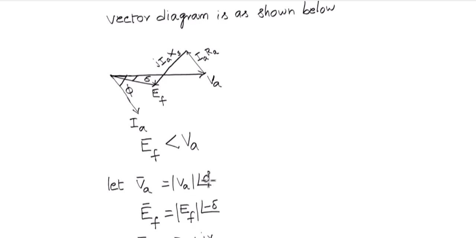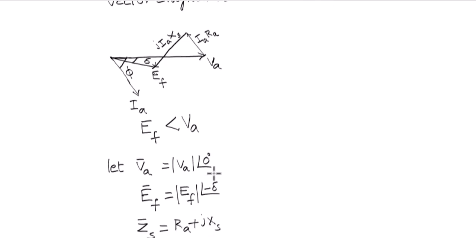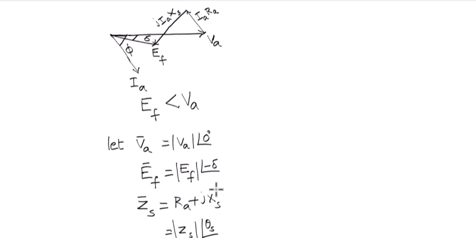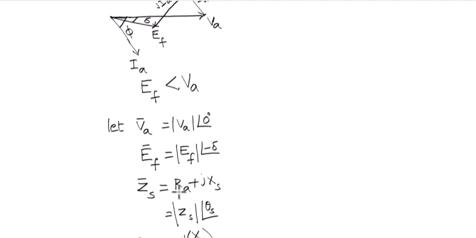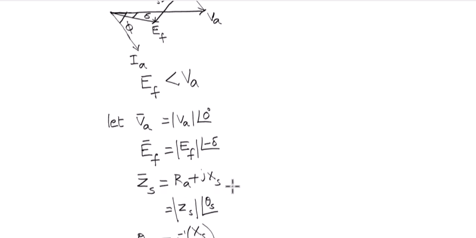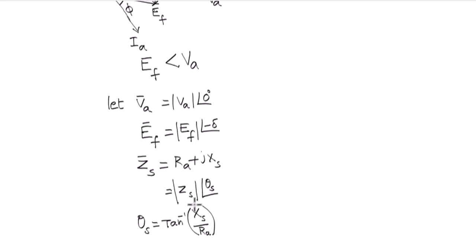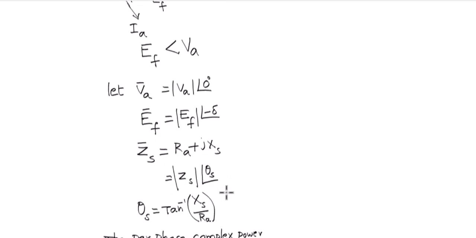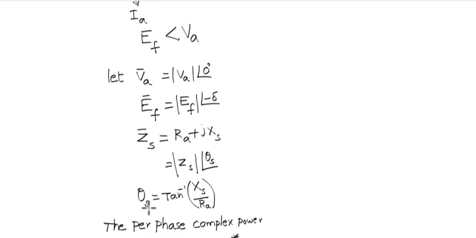then let VA be taken as reference, that is VA at an angle of 0 degrees. EF is written as EF at an angle of minus delta. This minus delta indicates it lags the VA by delta. Similarly, synchronous impedance can be written as ZS is equal to RA plus jXS. This can also be written as ZS at an angle of theta S. And from this, it is possible to calculate theta S, that is theta S is equal to tan inverse XS by RA.